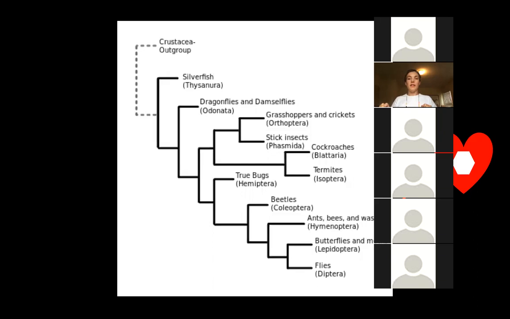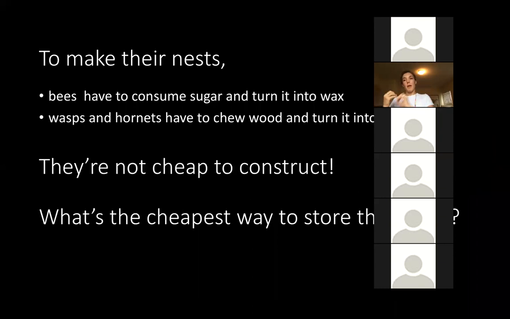But of course, there's something more interesting going on. So to make their nests, beeswax and paper wasps do something a little bit different. So bees have to consume a lot of sugar, and they turn it into the wax that they use to build those hexagons.